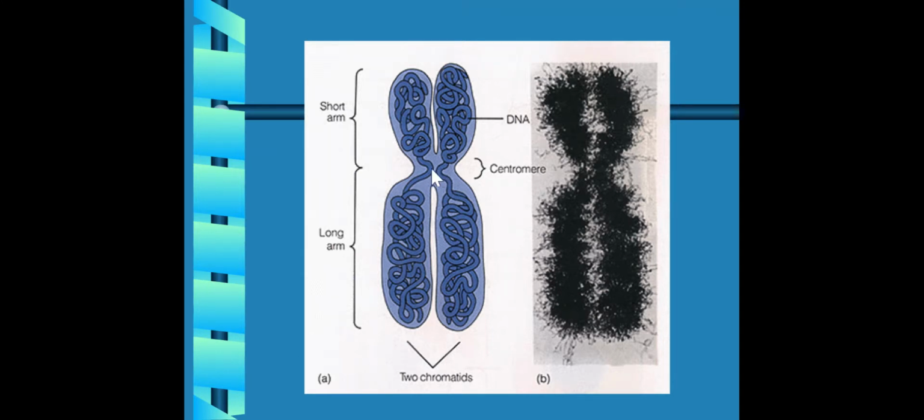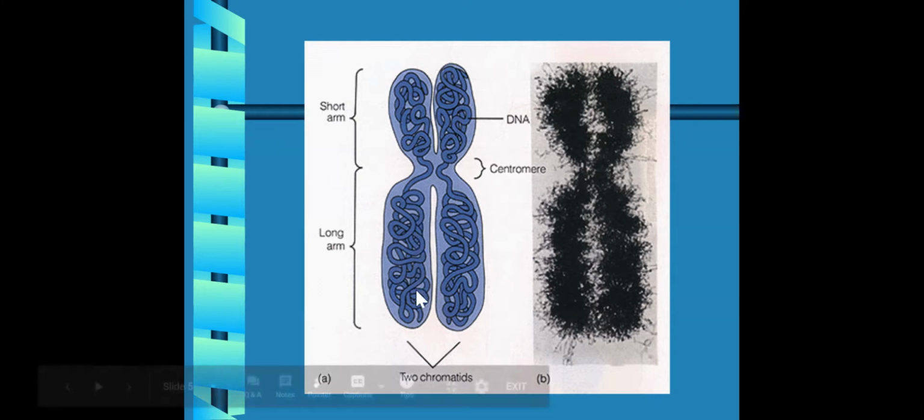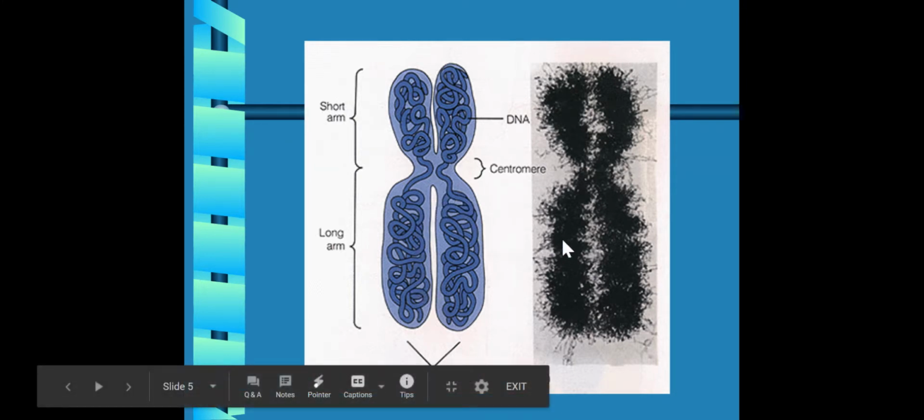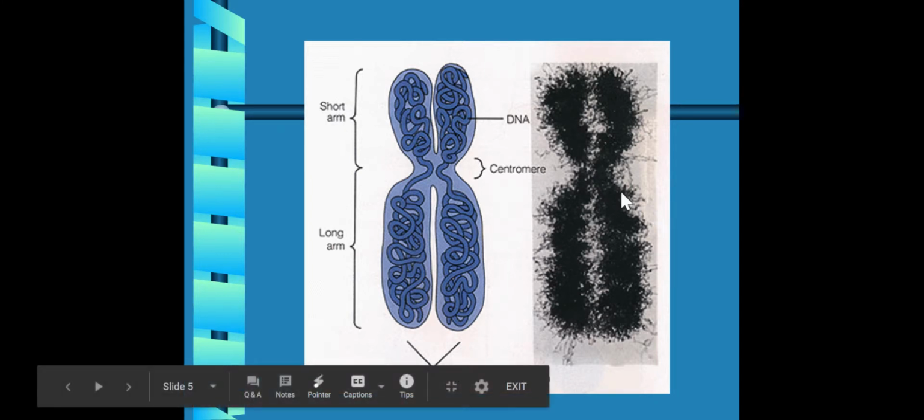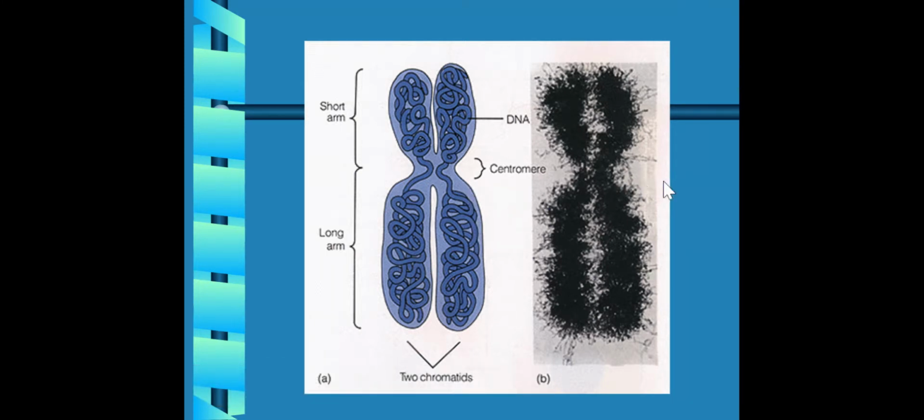And with human chromosomes, there's always a short arm and then a long arm. And that's one way that we can identify what chromosome it is. Where is the centromere located, and how long is the short arm and the long arm? So two chromatids joined together by a centromere is called a chromosome.